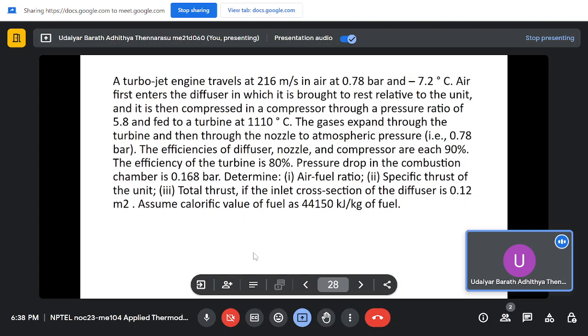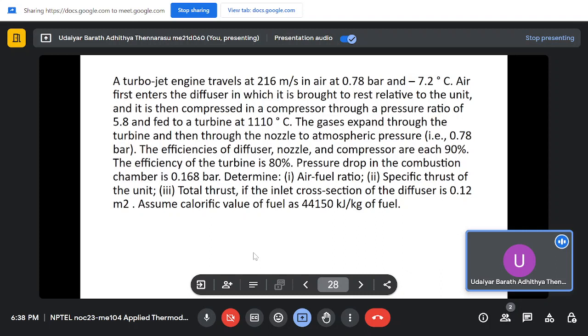The gases expand through the turbine and then through the nozzle to atmospheric pressure. The efficiency of diffuser, nozzle and compressor are each 90%. Then the efficiency of turbine is 80%. The pressure drop in combustion chamber is 0.168 bar.